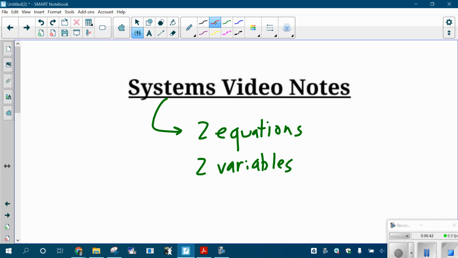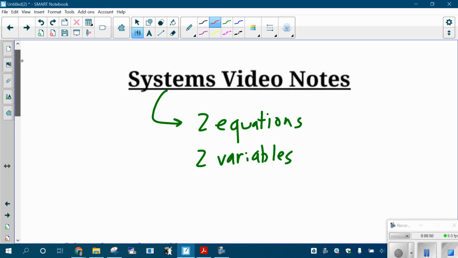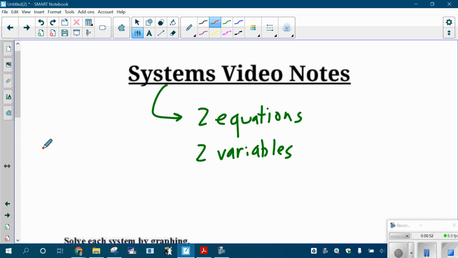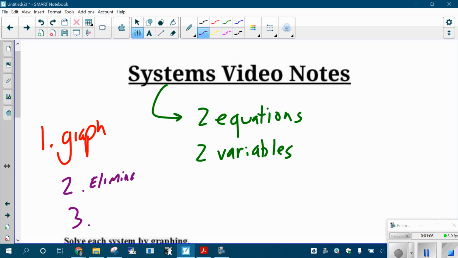Well, there's three different ways to do it. One of the ways we'll talk about first is graphically. So there's three different ways. The first way is graphically, to graph them. And then there's two other techniques that are algebra techniques, and one of them is called elimination. And one of them is called substitution.